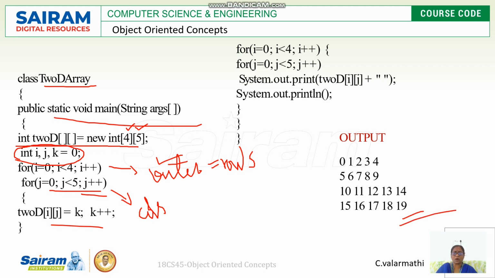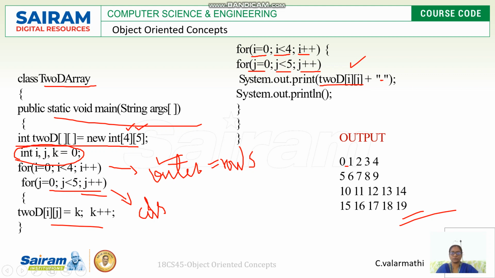Then how can I display its output? Using the same kind of for loops. i is for specifying the number of rows, and j is for specifying the number of columns. Here i equal to 0, i less than 4, i plus plus, j equal to 0, j less than 5, and j plus plus, and I am going to print the value of 2d[i][j]. To separate the values, I am giving one single space for each element. So this is not my output.